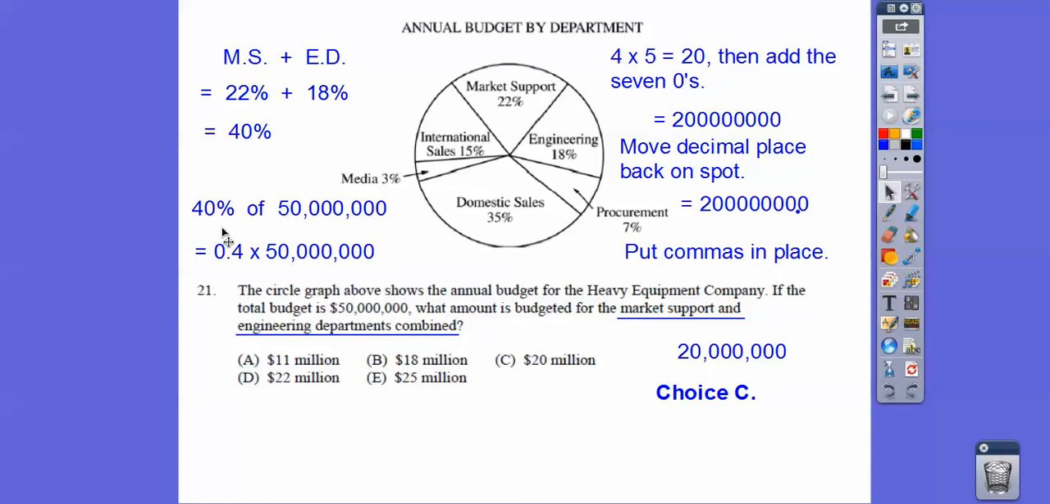And since it's 0.4, because that's what 40% is. Remember, we moved the decimal place 2 places. I don't know if they let you have a calculator on this or not. So anyway, I moved this decimal over 1 place to the left right there, and then just put the commas into place. So 3 places goes right there, 3 places goes right there, so we get 20 million. So choice C right there, okay?